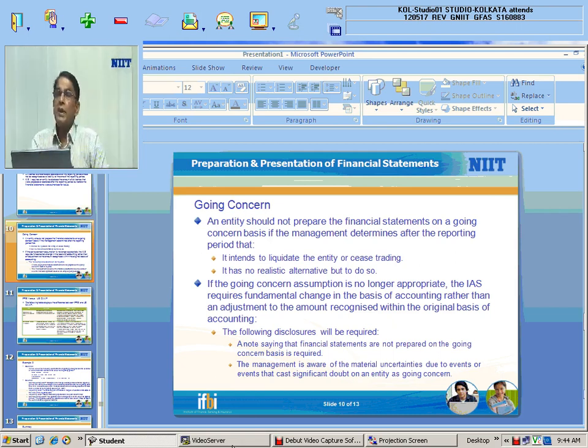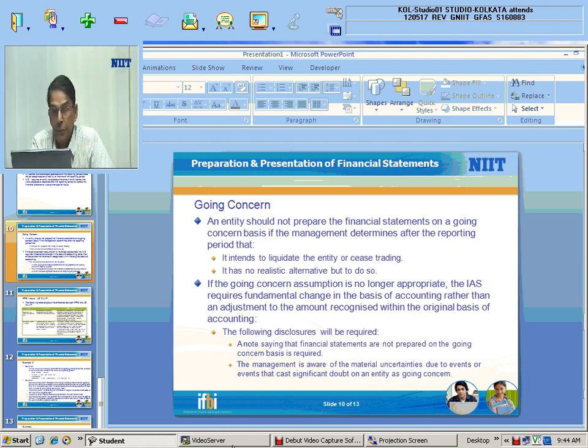So here it is not a question of adjustments. This is a fundamental change in the basis of accounting. We are no longer going to prepare the financial statements on a going concern basis. It is not merely an adjustment to the amount recognized within the original basis of accounting. So the following disclosures will be required. A note saying that the financial statements are not prepared on the going concern basis must be there.